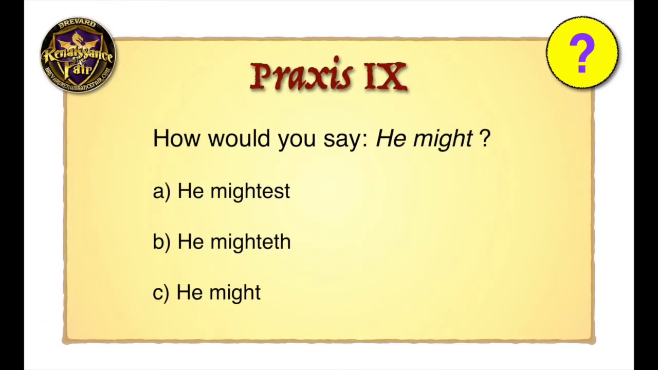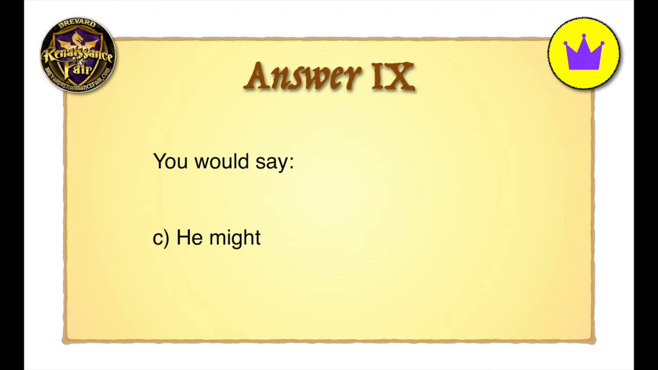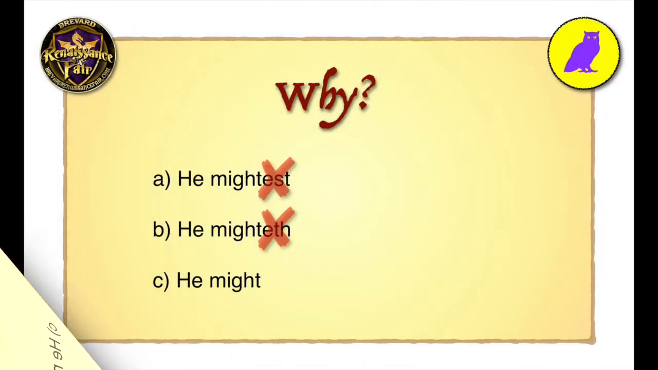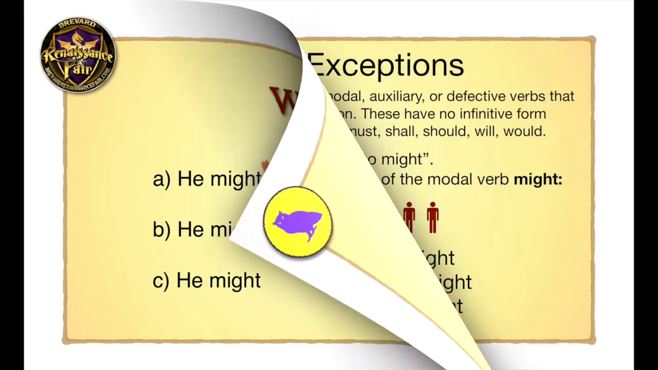How would you say he might? A. He mightest. B. He mighteth. C. He might. The correct answer is C. He might. Why? Might is one of those modal or auxiliary or defective verbs. Remember those? The ones that don't have an infinitive form and don't take the th or the s in the third person singular. Just he might.